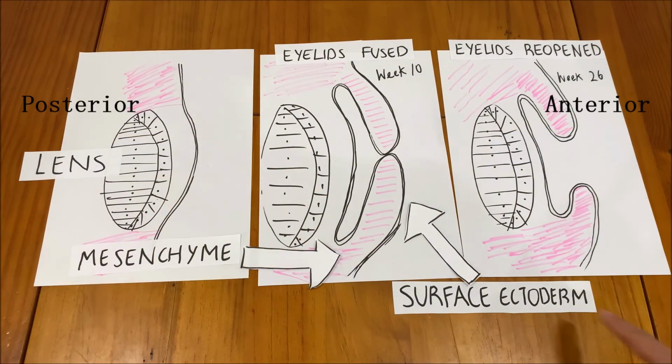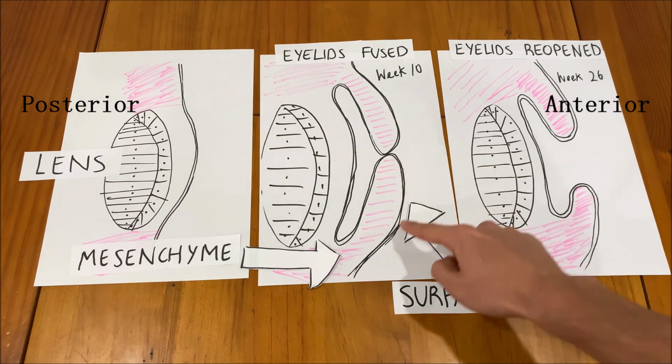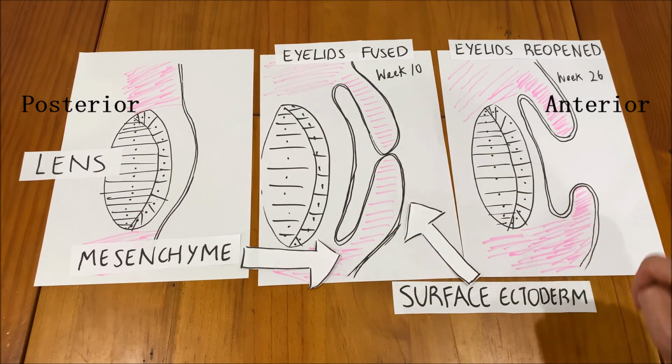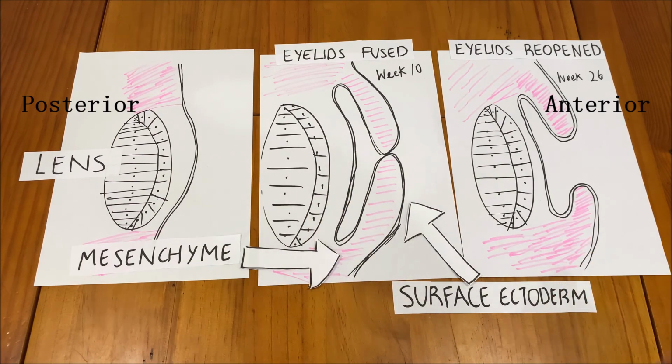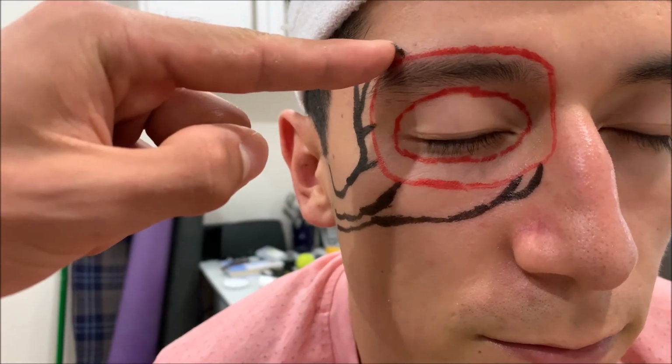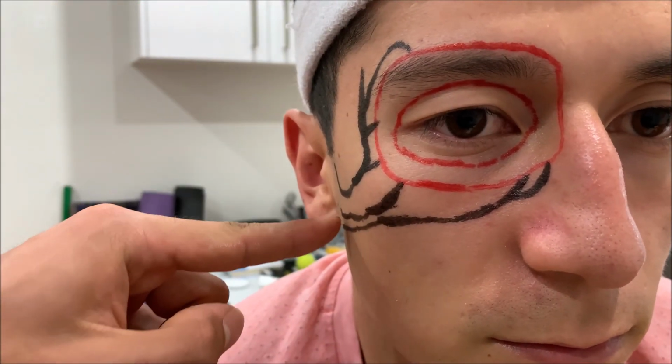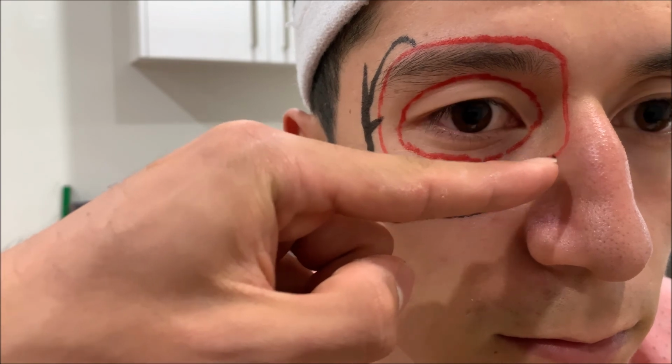Embryologically, the eyelids come from surface ectoderm, which is seen here and over here, which forms the skin, the glands, and the conjunctiva, and the secondary mesenchyme here and over here, which forms the muscular components. The major phases are eyelid formation, fusion by the 10th week, and separation by week 26 to fully mature by term.